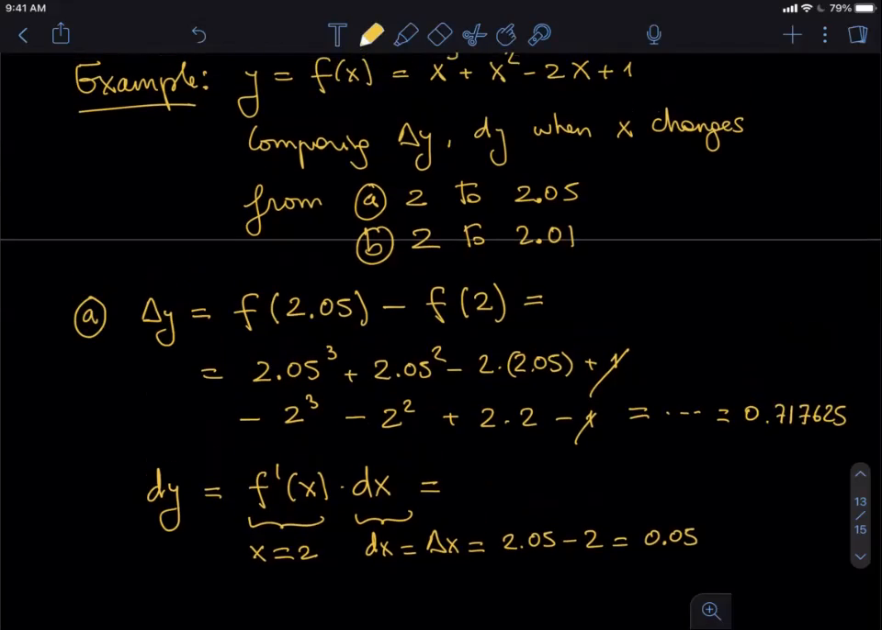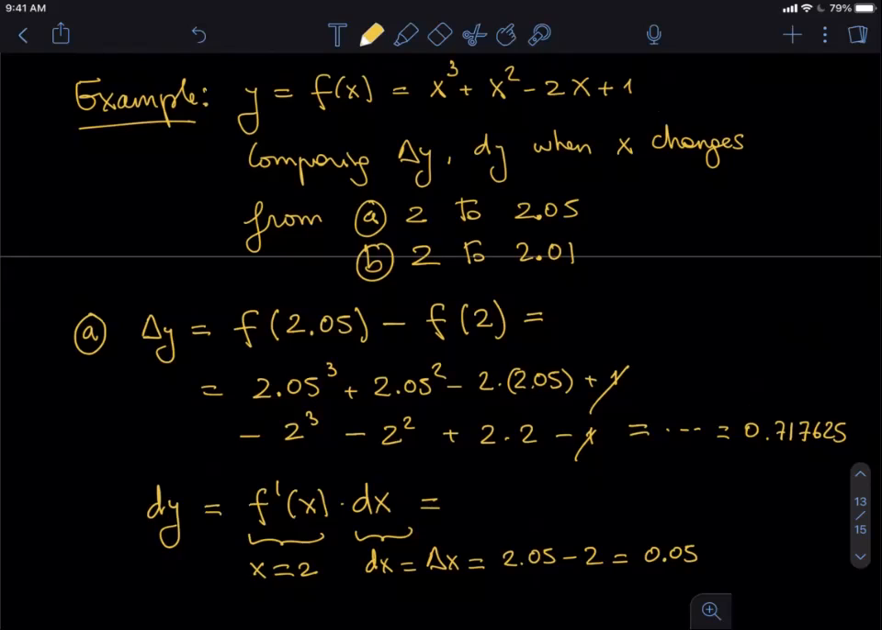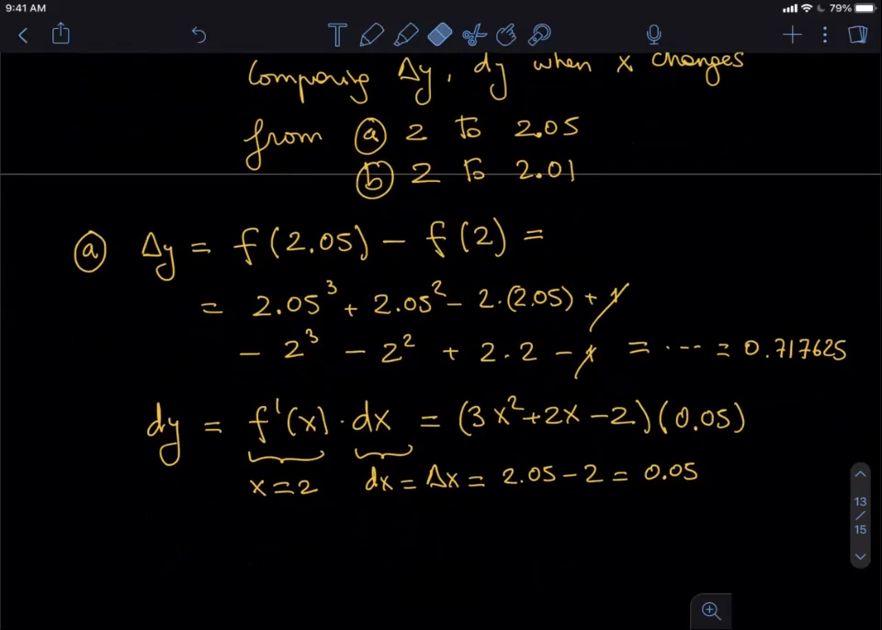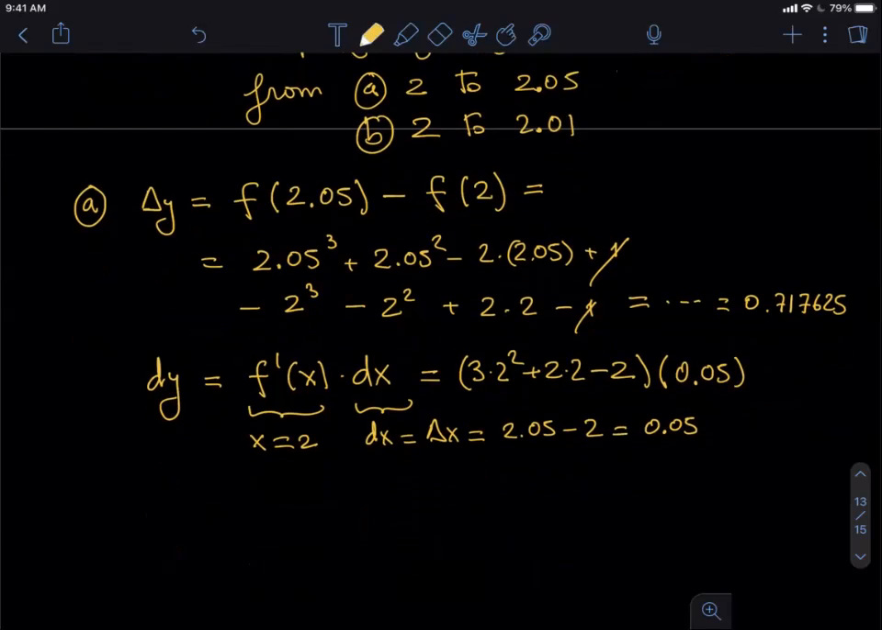And then the derivative, I can just compute it. So this is 3x squared plus 2x minus 2 times the dx, which is 0.05. But x, I said it was equal to 2, so let's write that. Okay. And we can compute this. And what do we get? So I got 0.7. I can actually write it here.